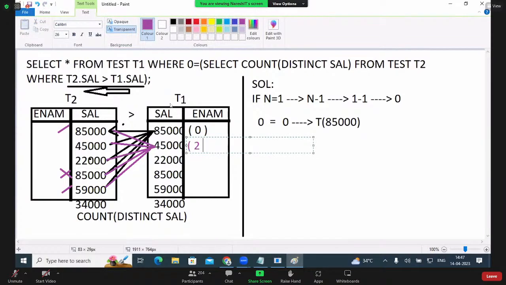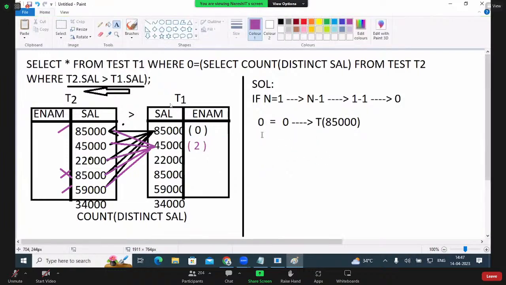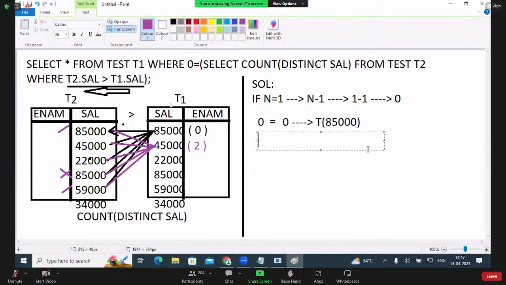Okay? That 2 I'm keeping here. Now this 2 compares with your row. 0 is equal to 2. Condition false. Next one.